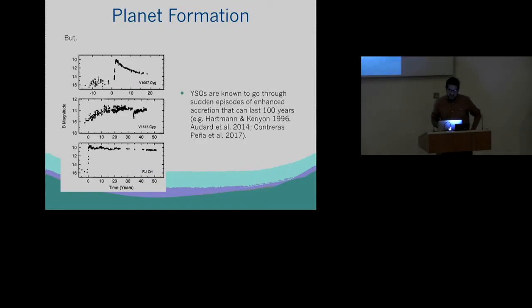And we also have observational evidence that the accretion is not steady in young stellar objects. We see large changes in magnitude, of up to 5 magnitudes. These are outbursts that can last up to 100 years. These are a few examples of the classical objects.